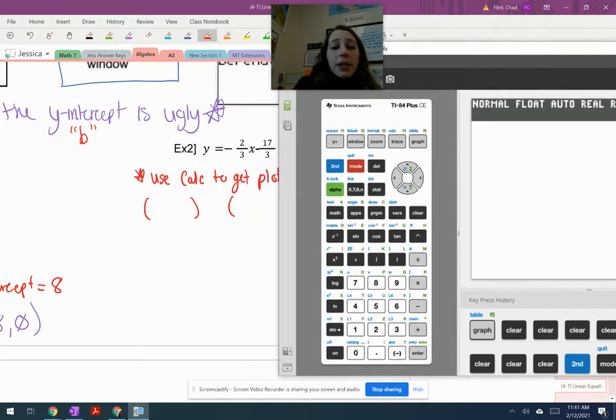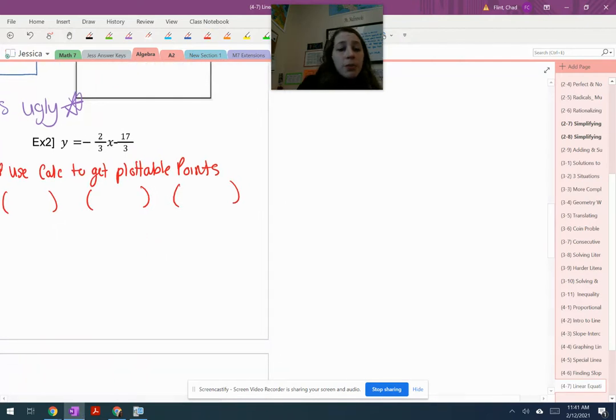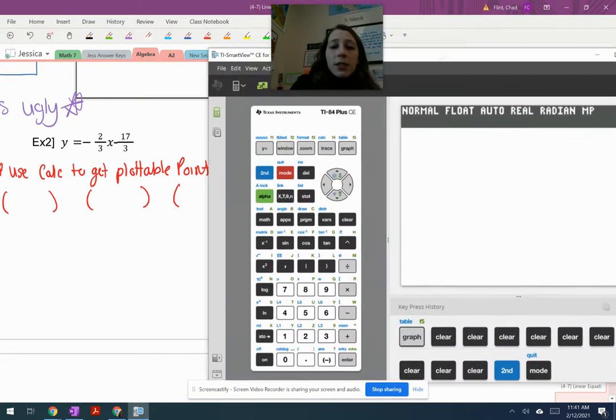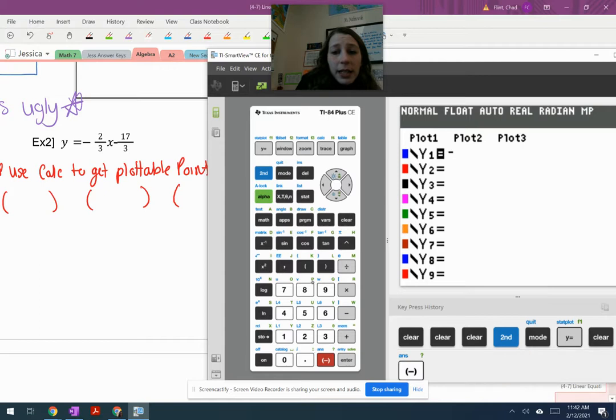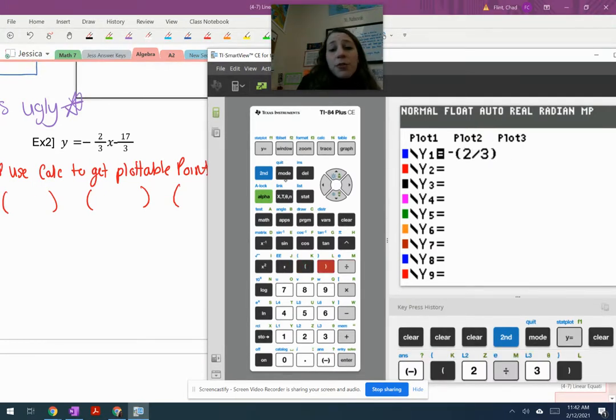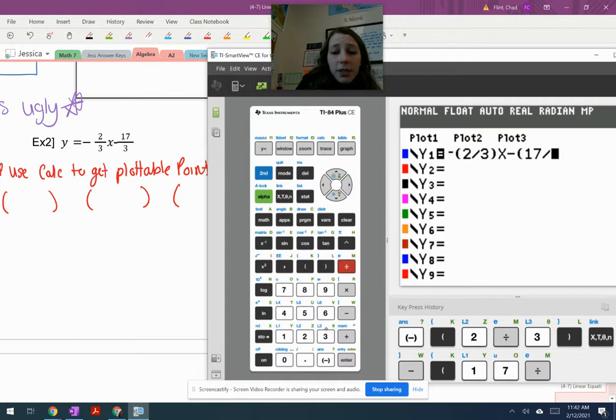So I want to start by graphing my new equation, my example 2. And to do that, I'm going to hit that y equals button. This time I want to clear out what I have in there from before because I don't want to look at two lines at the same time. That's confusing for now. And remember, fractions in parentheses. So negative parentheses 2 divide 3, close parentheses for that x. You're using that variable button next to the alpha. Minus, and that 17/3 should be in parentheses also.